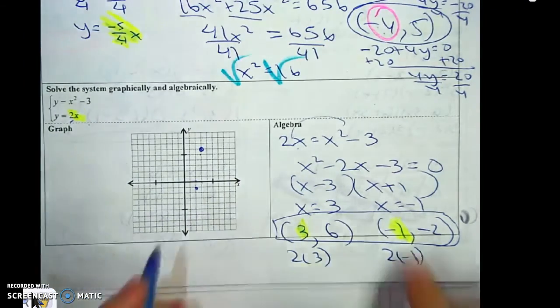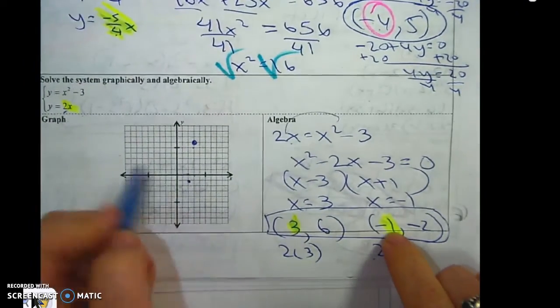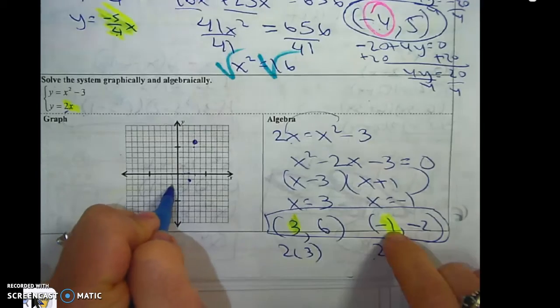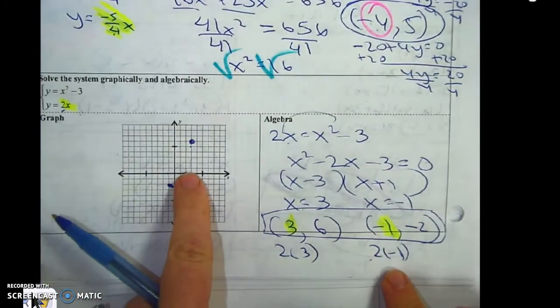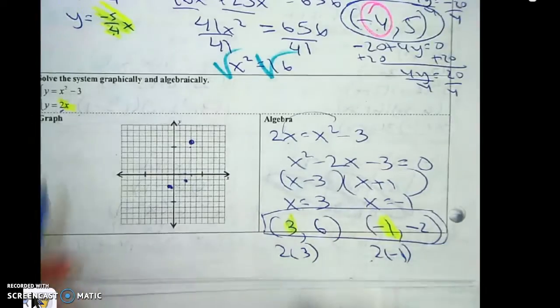Wait, that doesn't work. Oops, I'm sorry. I'm looking over here. It's negative 1, negative 2. I knew something didn't feel right. Okay? So this is not really there. So now let me graph the first one.